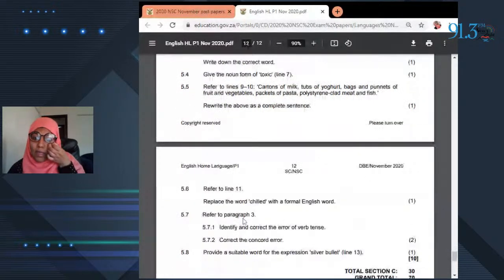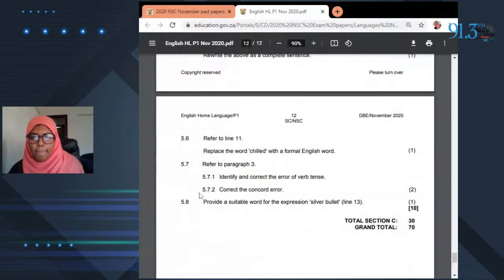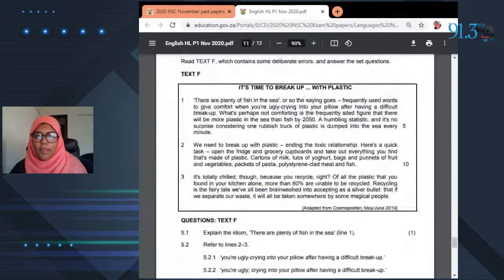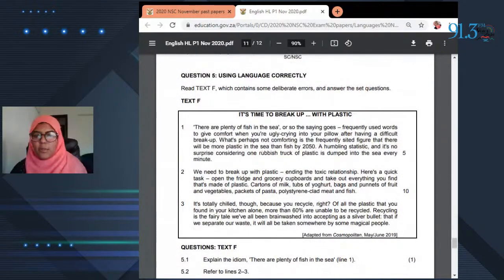And then, okay, so 5.7, concord error. This is in paragraph 3. So yeah, it's totally chill though, because you recycle. Of all the plastic that you found in your kitchen alone, more than 60% are unable to be recycled, right? So they're speaking about how recycling is the fairy tale we've all been brainwashed into accepting as a silver bullet, that if we separate our waste, it will all be taken somewhere by magical people, right?